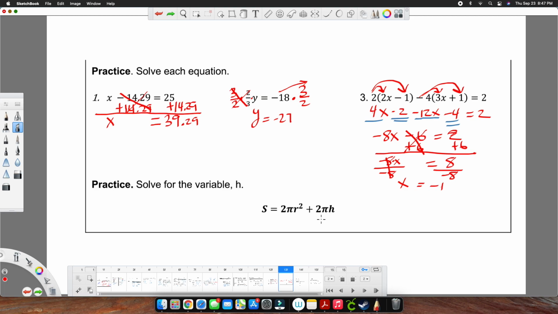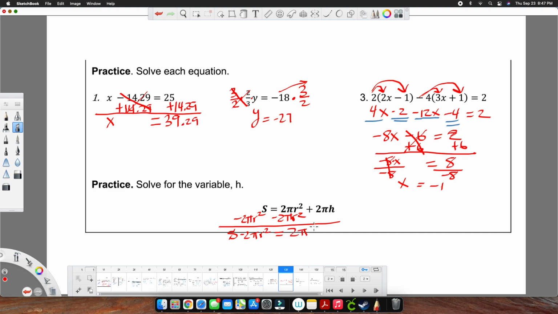So first, let's see. What I would do first is subtract 2 pi h from both sides. Or you could subtract this guy for the other side. The main thing is, you know what? I'm going to switch up so I don't have to do it twice. I'm going to move this one instead. So then I don't have to move something twice, because now I'm going to have to move s if I moved that one. So I'm going to move this one first so that it's all by itself already. So I'm subtracting from both sides. So now I have s minus 2 pi r squared equals 2 pi h.